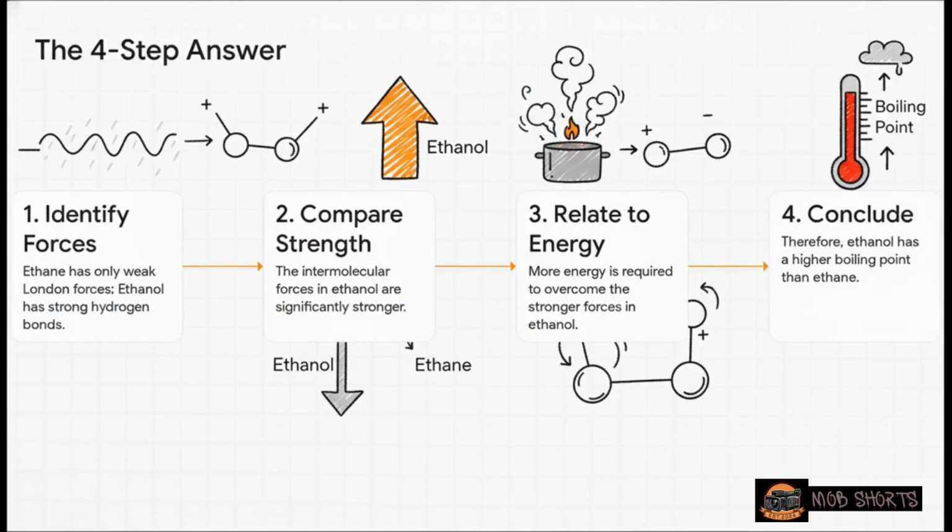Step 1. Forces. You identify the forces in both. You'd say, ethane has only weak London forces. Then, ethanol has London forces and strong hydrogen bonds. Perfect. Step 2. Compare. You state clearly that the intermolecular forces in ethanol are significantly stronger than those in ethane. Step 3. Energy. Now you connect it. You explain that because ethanol's forces are stronger, more energy is required to overcome them. And finally, step 4. Property. You wrap it up with a conclusion. Therefore, ethanol has a higher boiling point. Boom. That's a full mark answer right there.